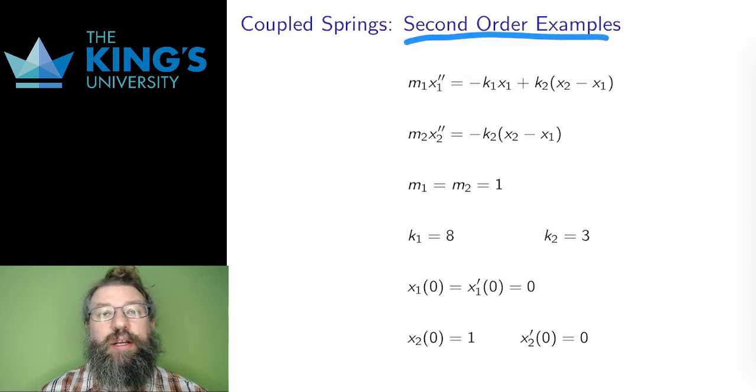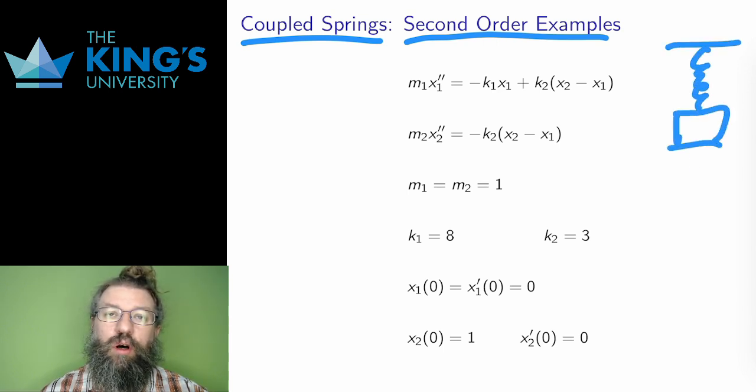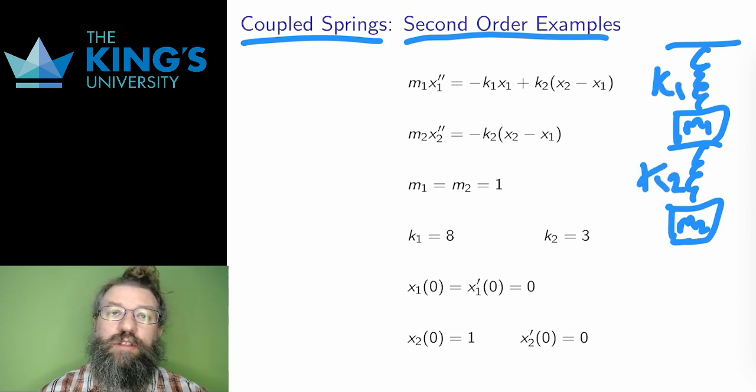And now I want to think about coupled springs. So now I want to think about two masses connected by springs where the first mass is connected to a fixed point, a wall, and then there's a spring connecting the two masses. So K1 is the spring constant of the first spring that's going to pull it back to equilibrium, and then K2 is the spring between the two masses, and it's going to pull positively on x1 and negatively on x2.